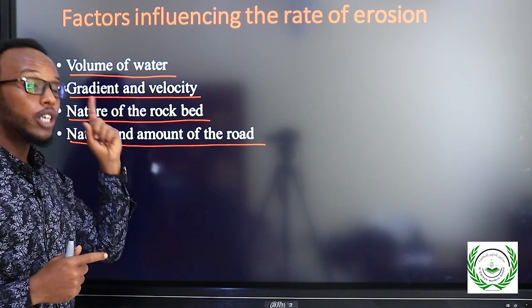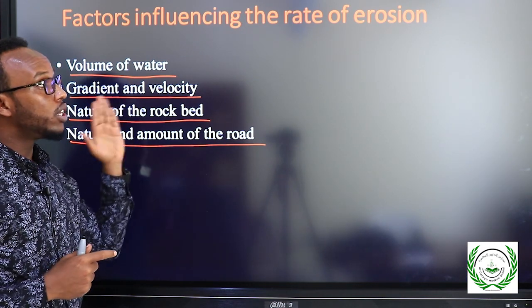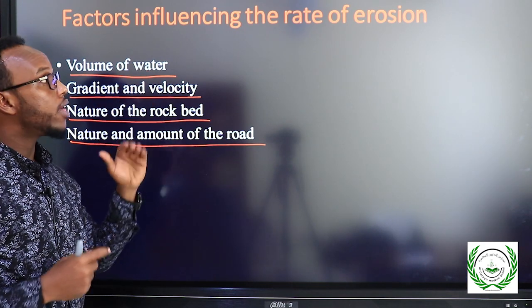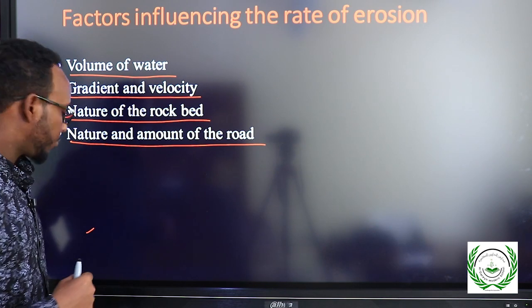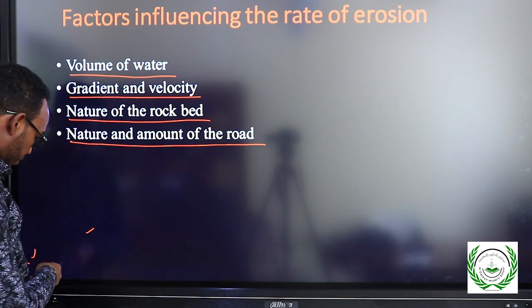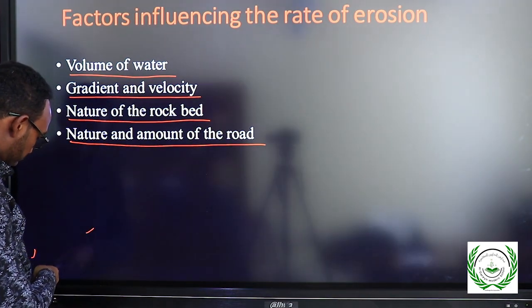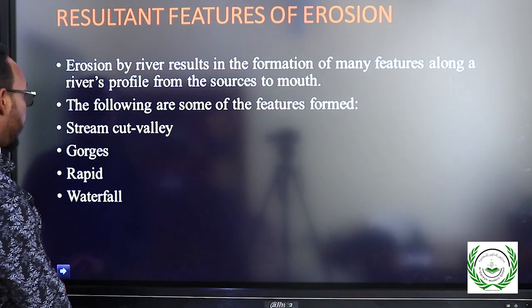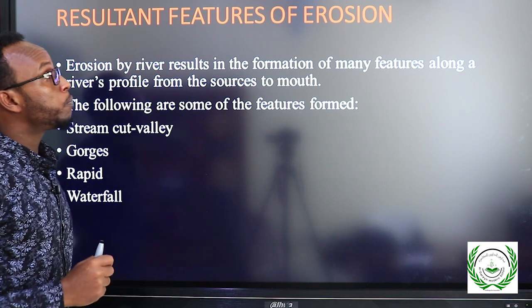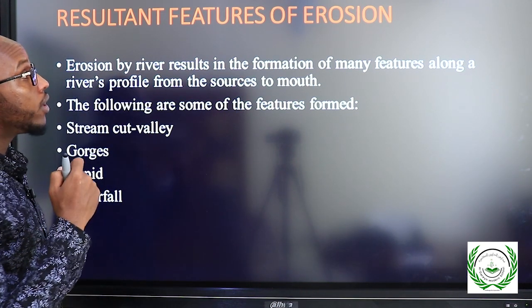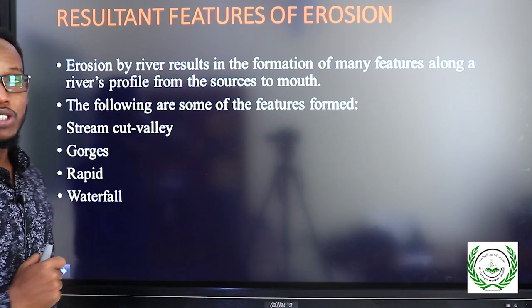Students, you have to keep in mind these points. So these are the key factors that influence the rate of the erosion. So you may get that. So the next point, the next objective, these are the resultant features of a river of erosion.